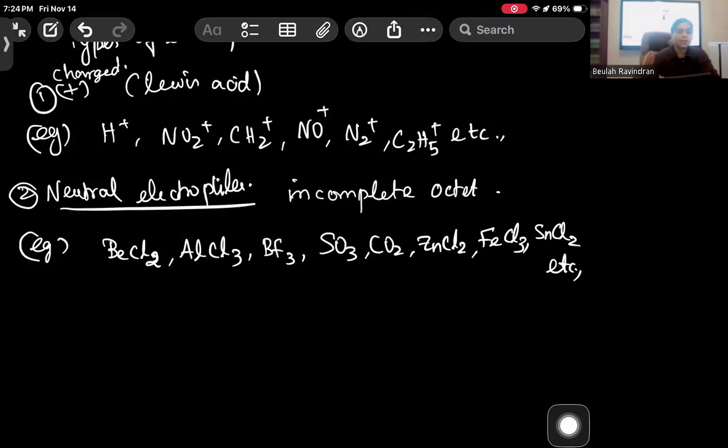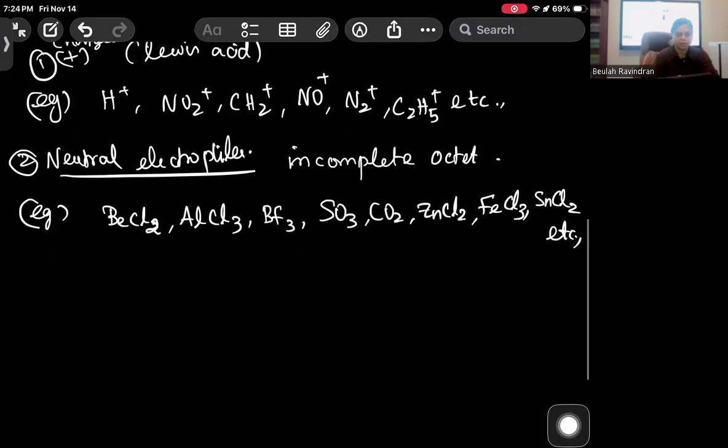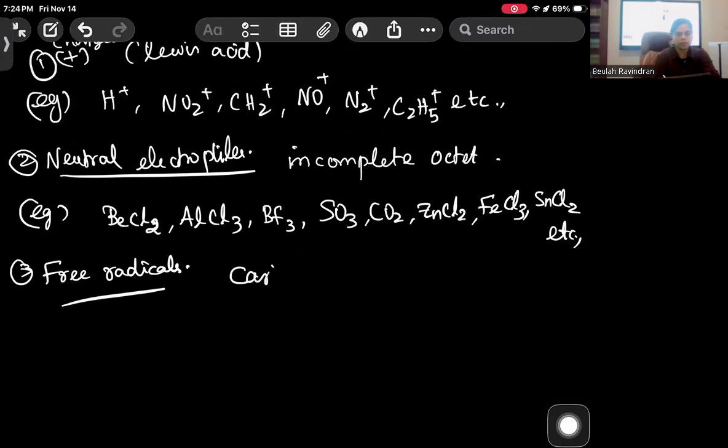The third one: free radicals also are there. Free radical examples: carbene, we can say, CH2. What is carbene? Carbene is CH2 alone. It contains unpaired electrons, so it acts like an electrophile. Examples: nitrenes and carbenes.